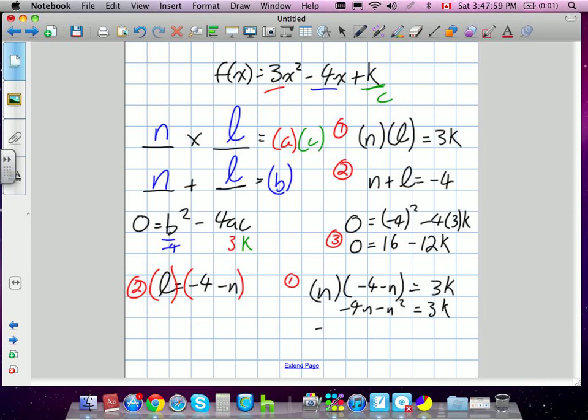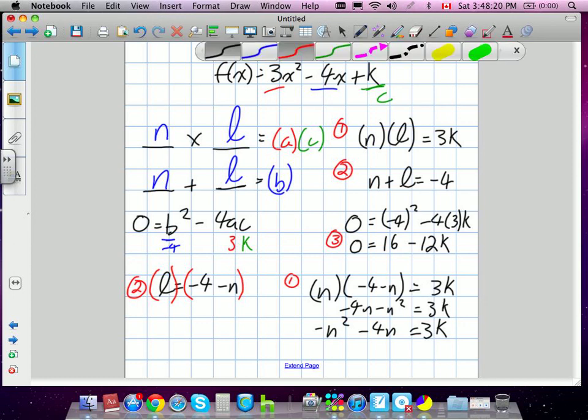Let's just rearrange this: -n squared minus 4n is equal to 3k. Now I can choose to set this equal to just k itself and plug values in, but then I'm going to be working with n values equal 0. Okay, let's do that. I want to set this equal to k.